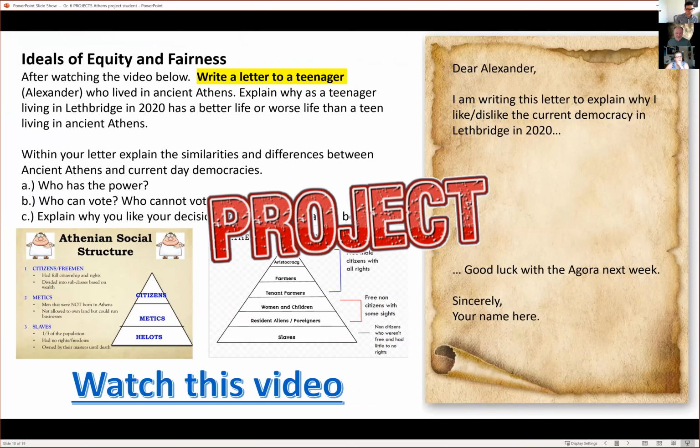We asked the students to do something like this. They're a teenager living in Lethbridge in 2020, and they wanted to know whether life was better or worse as a teen in ancient Athens. So they had to refer back to their notes, or consider who has the power, who gets the vote, explain their decision, and then they had to write a letter of what they like and dislike about the current democracy in Lethbridge in 2020. So that was one example.